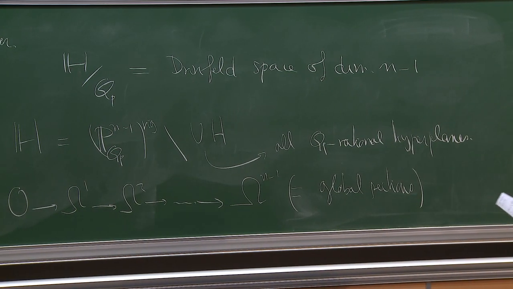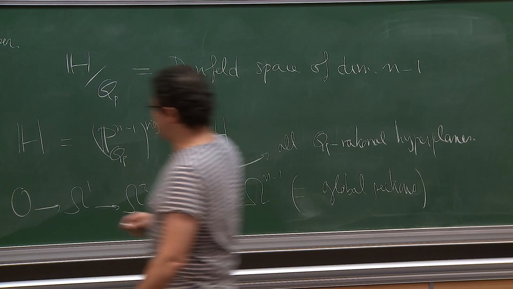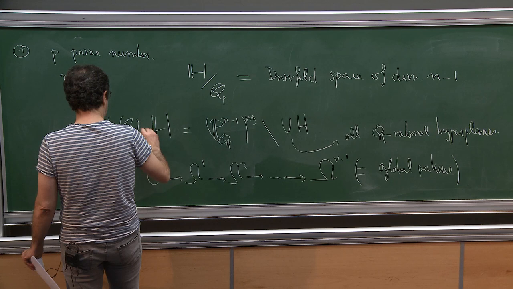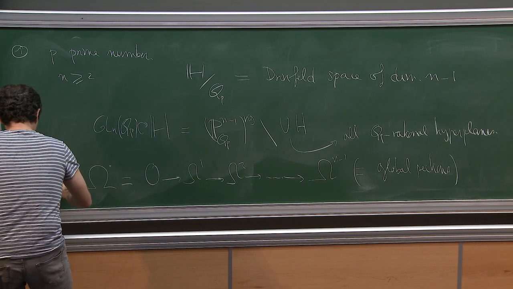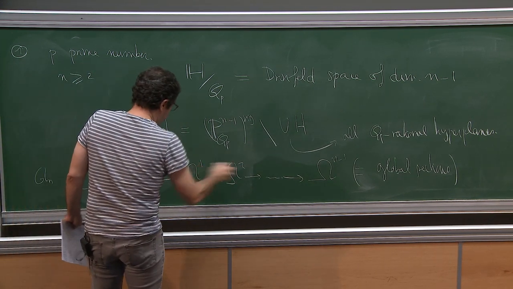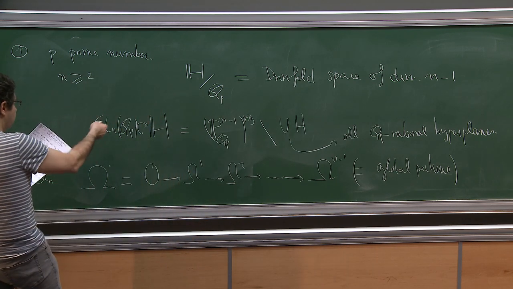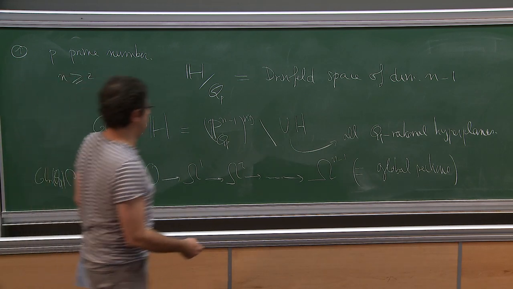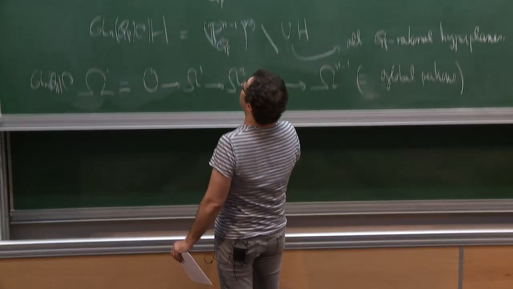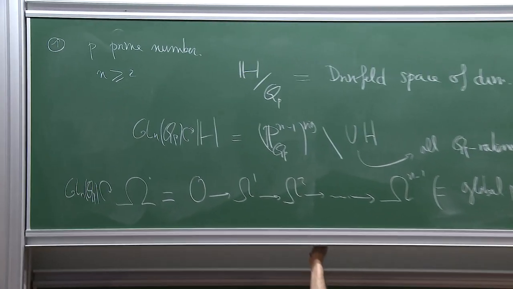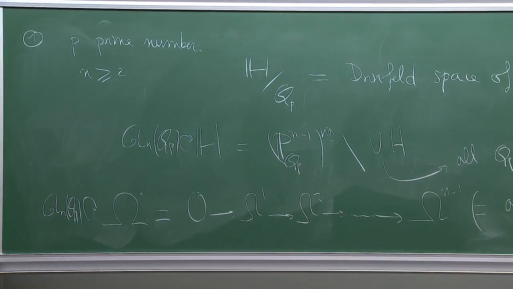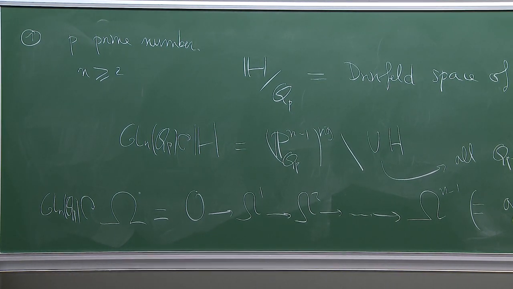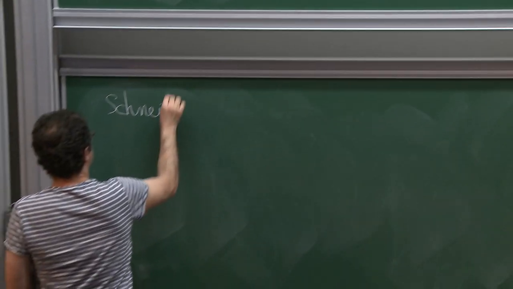And we know that there's also GL_n(Q_p), which acts on H via the action on P^{n-1}. And so each term Omega^i is a representation of GL_n(Q_p) in some sense, which I'll make a bit more precise now. So let me recall some well-known results about this complex and its cohomology. First, its cohomology, as you probably know, goes back to a result of Schneider and Stuhler.